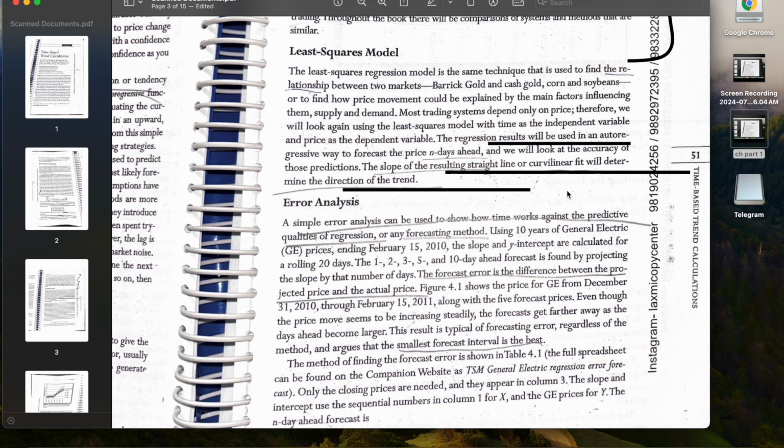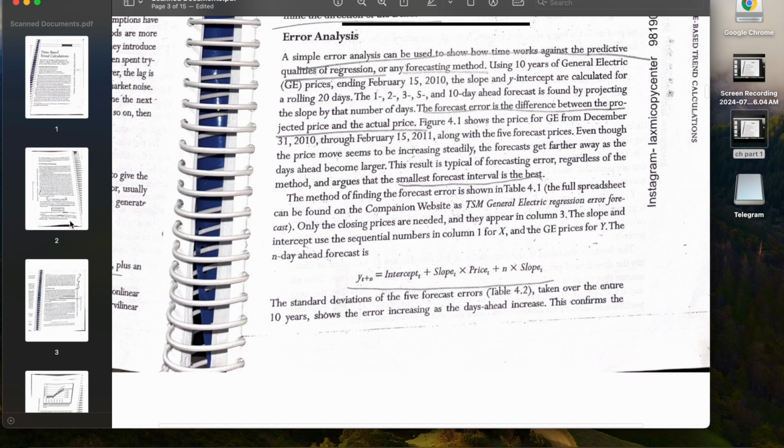The least squares model basically just helps me identify the relationship between two particular things, and price is always the dependent variable and the independent variable is basically the time. So time has always been independent. Think of the graph, think of the x and y axis, and think about the straight line whenever you get confused. Time is always independent, like always. Keep that in mind. Now we have error analysis.